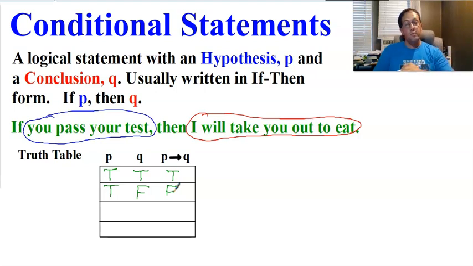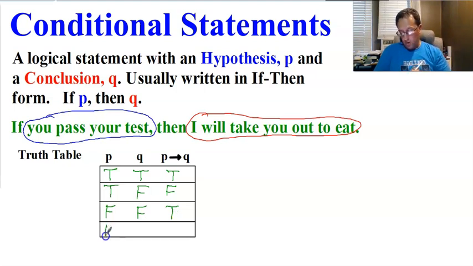Okay, but there are other possibilities. What if you don't pass the test? So you don't pass the test, so the hypothesis is false, and I don't take you out to eat. So the conclusion is false. Was I telling the truth when I said if you did pass the test, then I would take you out to eat? Well, yeah, as far as you know, right? As far as you know, if you had passed the test, I would have taken you out to eat. So it seems like I was telling the truth. You didn't pass the test, though, so sorry we didn't go out to eat. Oh, well. But there is another possibility.